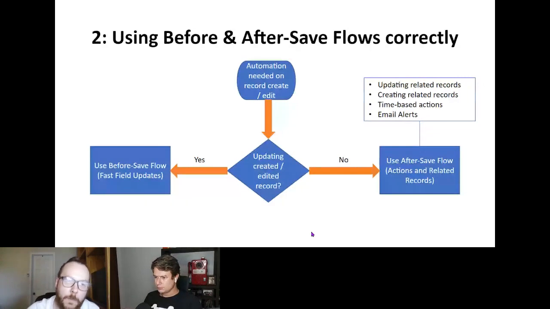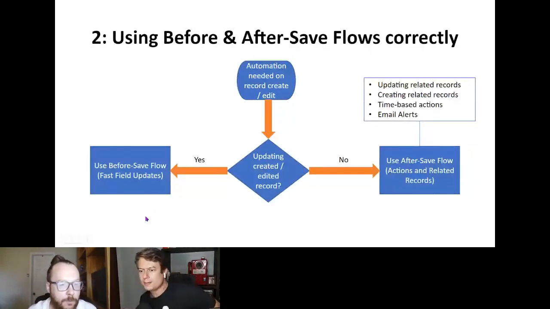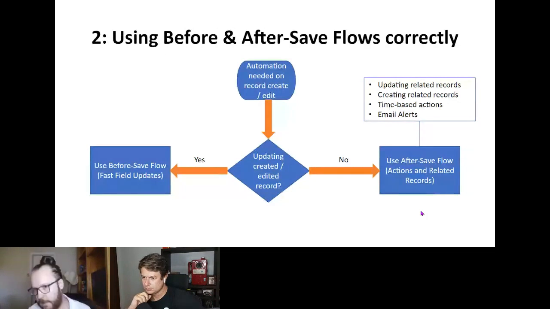Well, first and foremost, before save flows are pretty limited from an action perspective. All you can do in a before save flow is update the same record that was created or edited. Now, you can also do that in an after save flow. So then the question becomes, is it more efficient to update the same record that was created or edited in a before save flow or an after save flow?